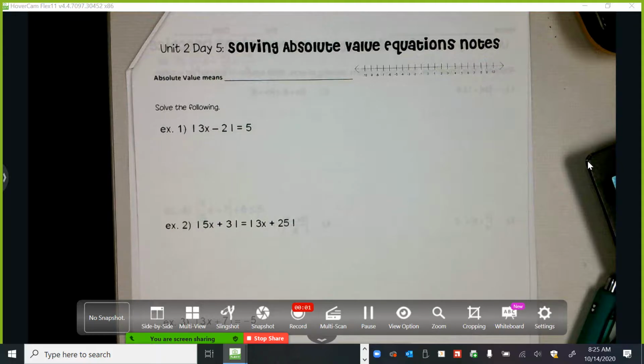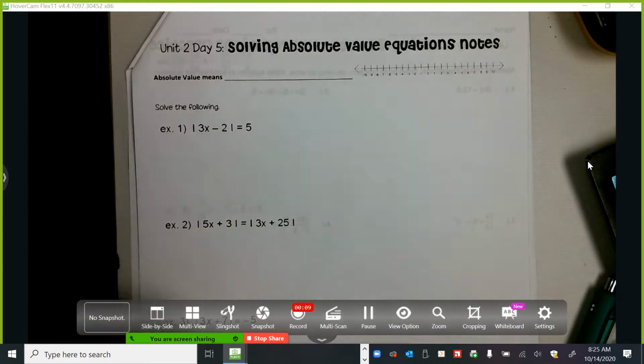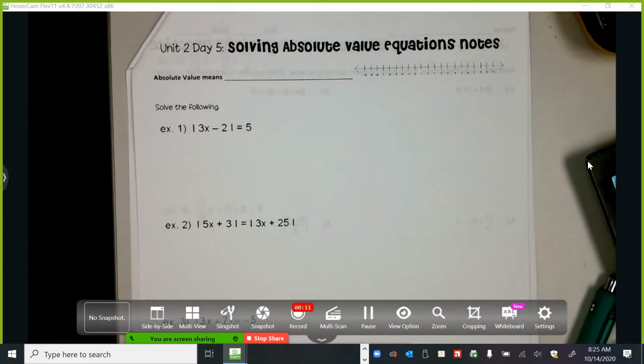Okay, so you'll notice that we're solving absolute value equations. Who knows what an absolute value is or what it looks like? Or what it means? I will tell you, I made it all the way through college not knowing what absolute value means. I knew what it did, but I didn't know why. I didn't know what it meant. So I thought I should definitely tell y'all what it means.